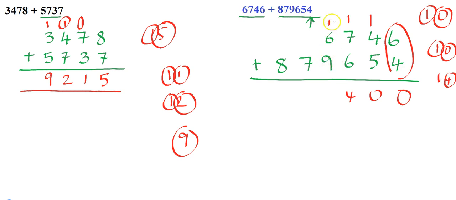9 and 6 is 15, plus 1 is 16, right? So this 6 goes to the bottom and the 1 gets carried. 7 and 1 is 8, 8 and nothing is 8, and so that is the correct answer.